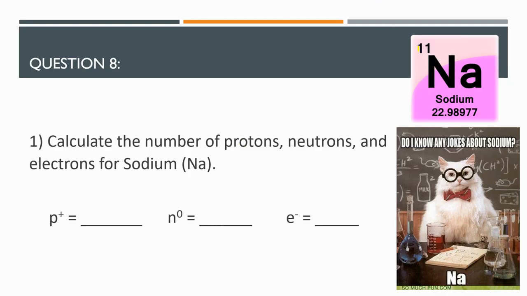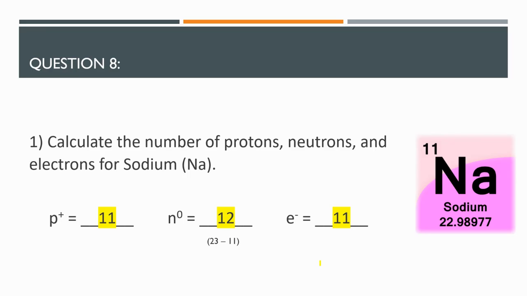So protons is the atomic number. Neutrons is going to be the mass. So 23 is what we'd round that up to: 23 minus 11. And then the electrons will be the same as the protons because the atom is neutral. And there's our answers there.